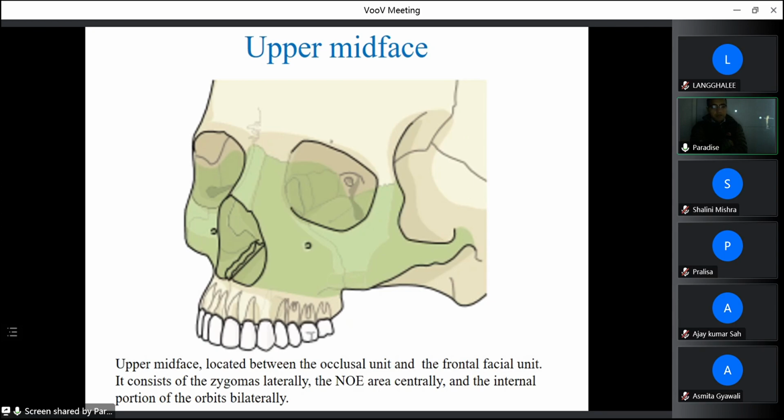The upper midface is located between the occlusal unit and the frontal facial unit. It consists of the zygoma laterally, the NOE area centrally, and the internal portion of the orbits bilaterally. So the Lyphoid level divides the face into two parts: the lower unit and the upper unit. The lower unit consists of the occlusal unit, and the upper unit consists of the nasal bone, medial wall or orbital floor and lateral wall of the orbit, zygomatic bone, and the frontal bone as well.